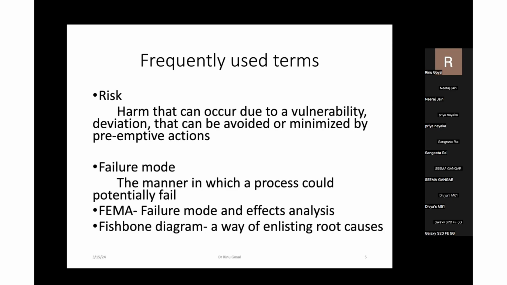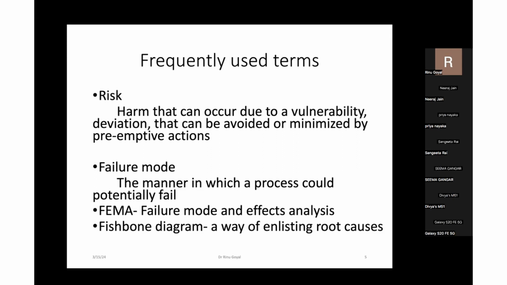There is one more term which we will learn further down the lane: failure mode. Failure mode is the manner in which a process could potentially fail. We have to foresee that. We can brainstorm with our team, sit together and learn what potential modes of failure can be expected in the process which we are going to assess. There is one more term, FMEA, which is failure mode and effect analysis.